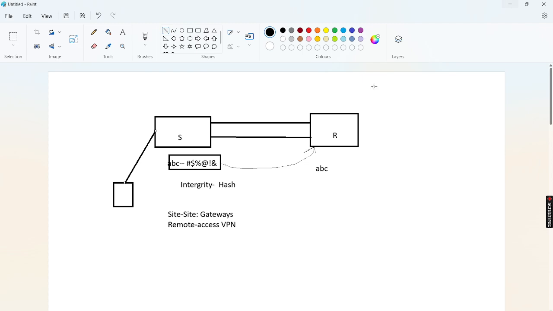If you have XYZ in Hyderabad and XYZ office in the USA, if you want a connection between these two, it must be site-to-site only.